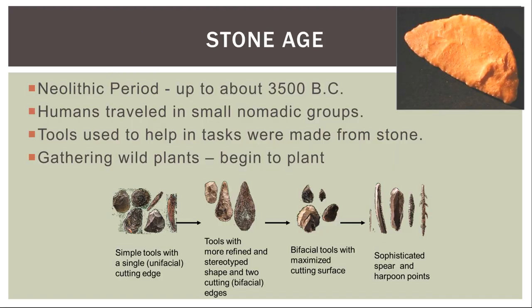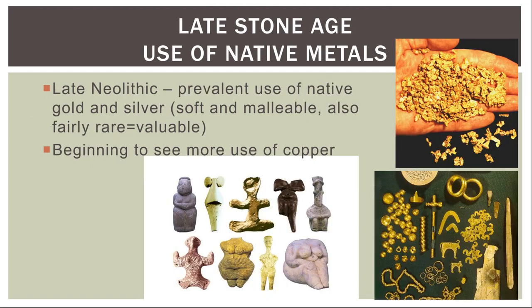So when we start with the Stone Age, that's going to be up to about 3500 BC, right? Basically, we traveled around in nomadic groups. We made tools from stone that were relatively simple, sophisticated, but relatively simple. We went from gathering wild plants to planting, and that is really the hallmark, right?